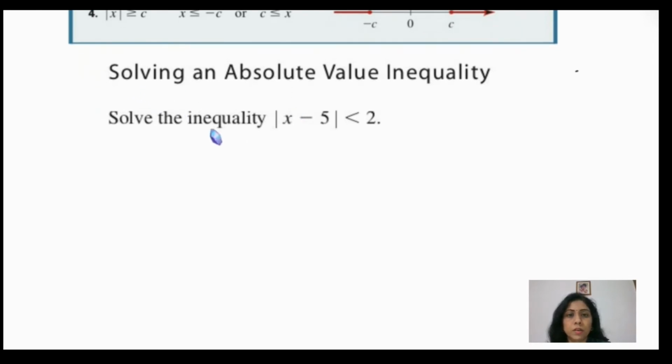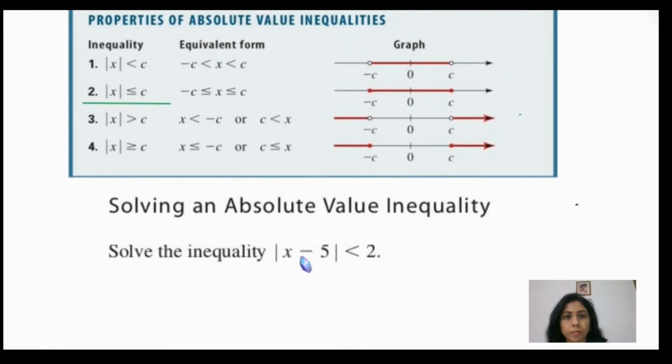Given this question, solving an absolute value inequality: solve the inequality absolute value of x minus 5 less than 2. So which type is this? Can you see? This is the first one, because it is just less than. So here we will write the equivalent form in this form, and we will graph it like this.